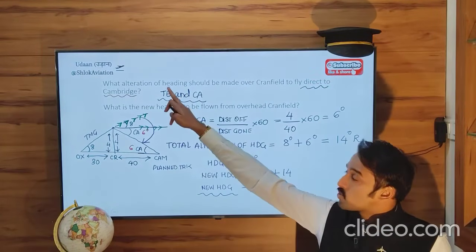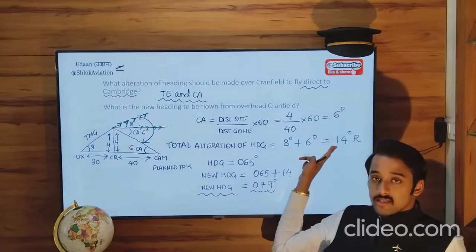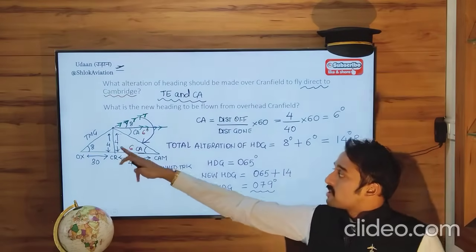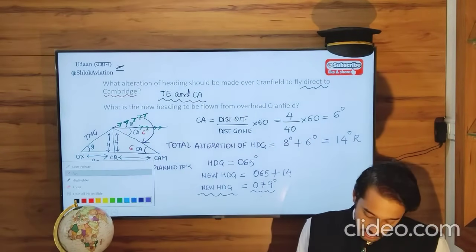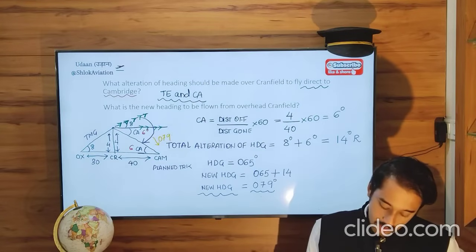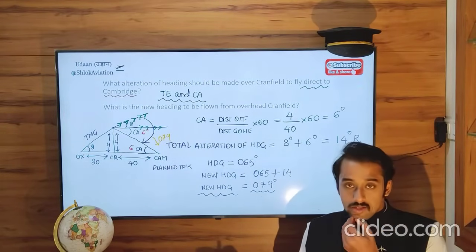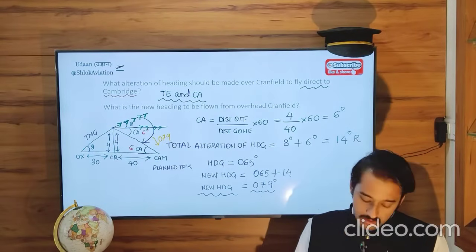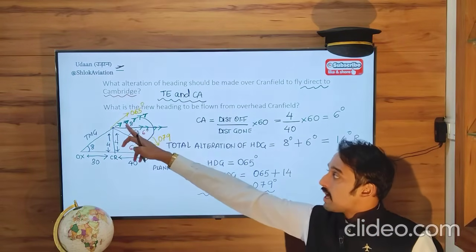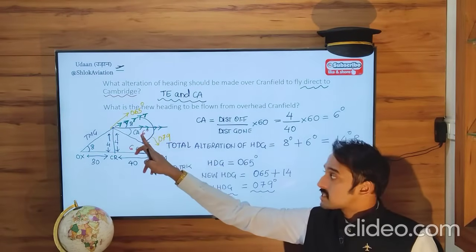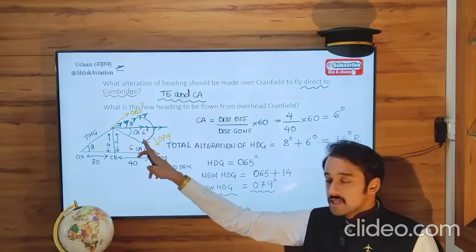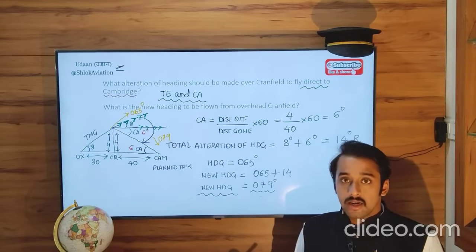So the first question asks us what alteration of heading is required, that is 14 degrees right hand side, and what will be the new heading that is to be flown from Cranfield. The new heading will be 079 degrees. Okay, the original heading was 065 degrees, correct? 065 plus 14 gives a total of 079 degrees.